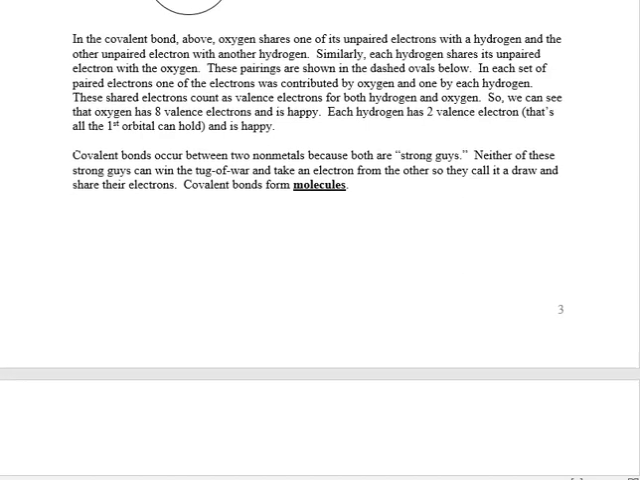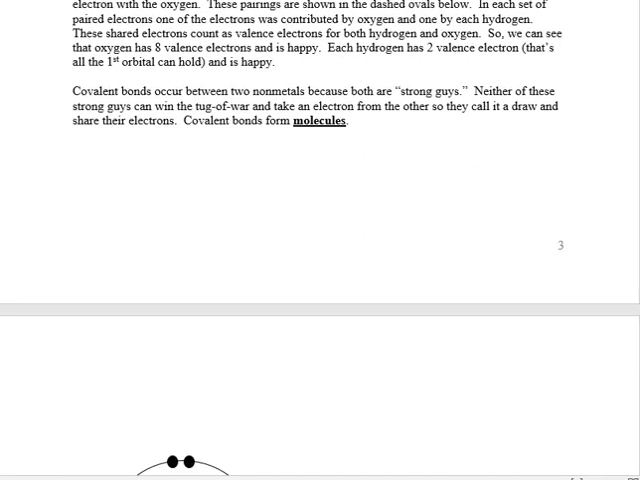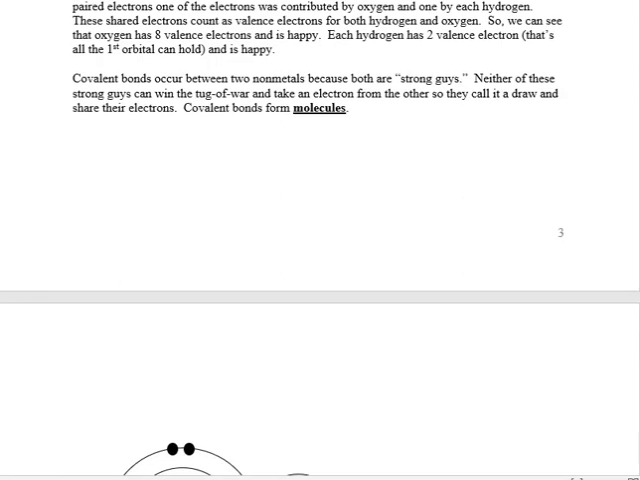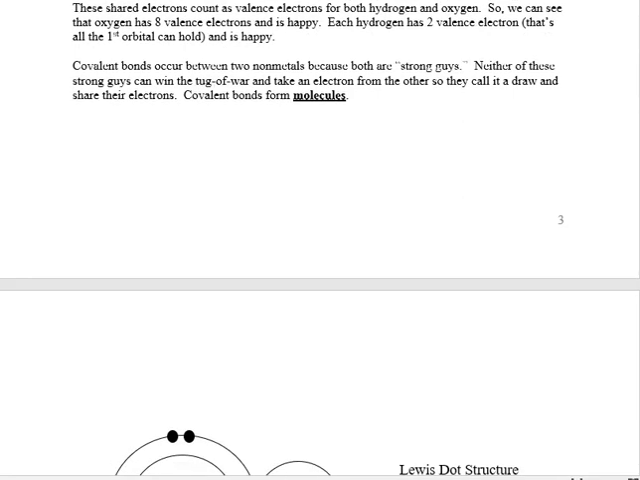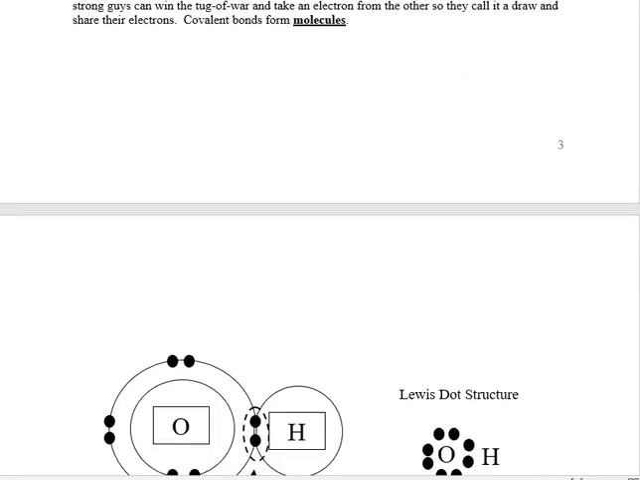Energetically more favorable. Covalent bonds occur between two nonmetals because both are strong guys. Neither of these strong guys can win the tug of war and take an electron from the other, so they call it a draw, and they share the electrons. So that's why there's not an electron passed from one to the other, because neither one can actually take the electrons away from the other. Now, covalent bonds form independent structures called molecules.